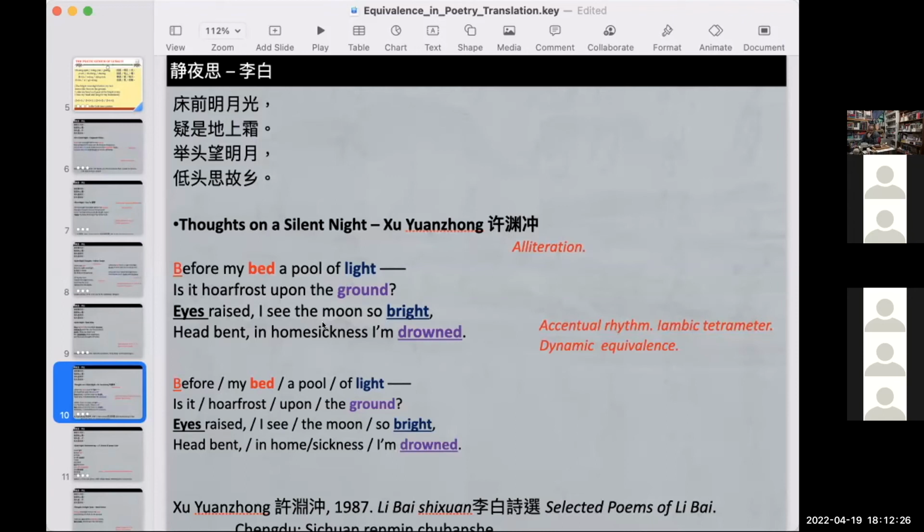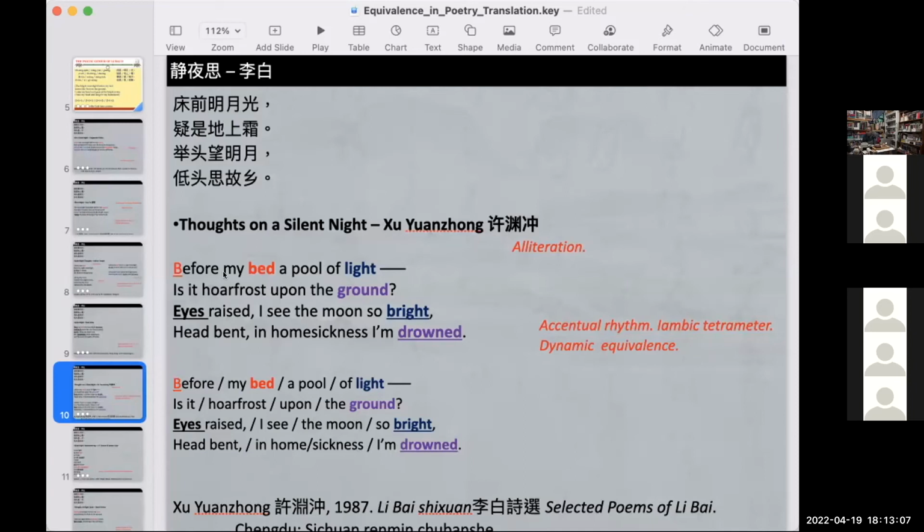Not only that, while rendering the poem following this formal equivalence, he also tried to achieve dynamic equivalence, but not in the way other Western translators did. Not in their way. He tried to show off his mastery of English rhythm, English meter. So since he translates the poem as a classical poem, he also tried to render it into classical meter in English.